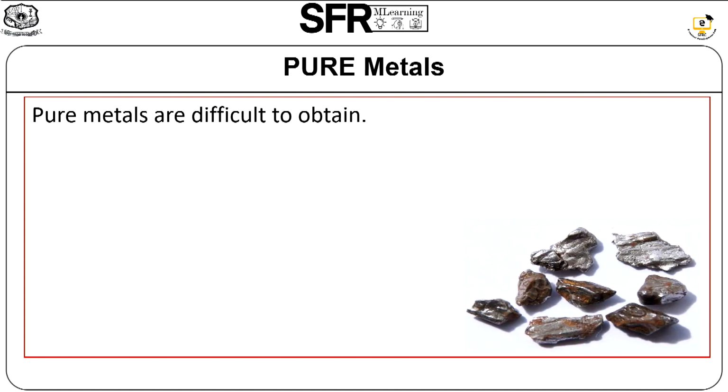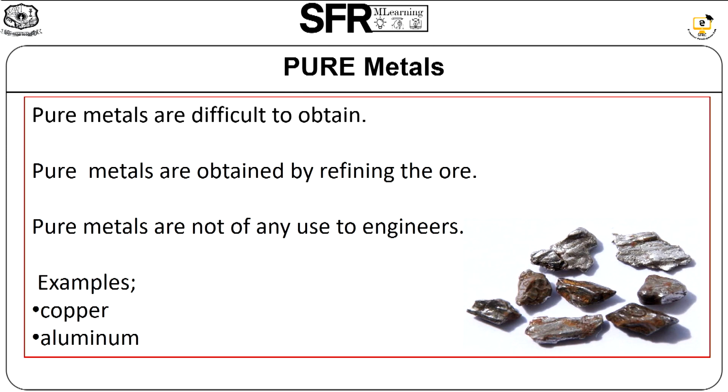The first one is pure metals. Generally it is very difficult to obtain pure metals. Usually they are obtained by refining the ore. Mostly the pure metals are not of any use in engineering. However, by specialized and very expensive techniques, one can obtain pure metals, for example aluminum and copper.